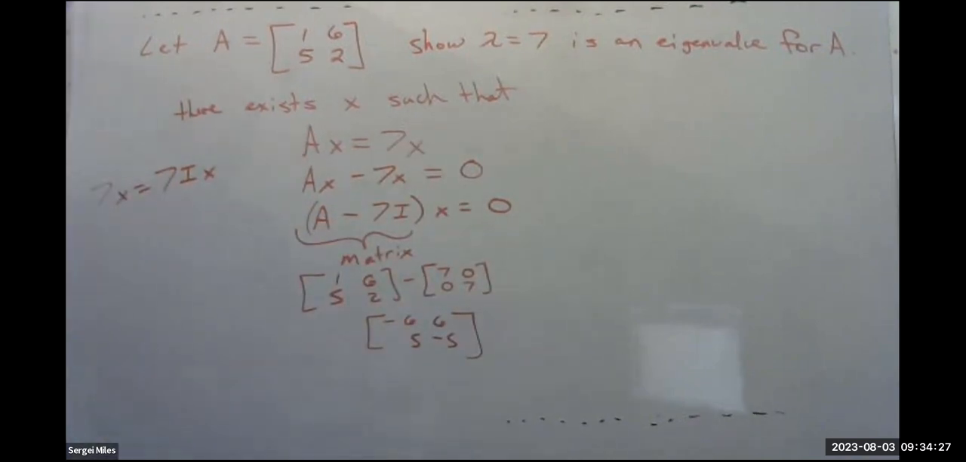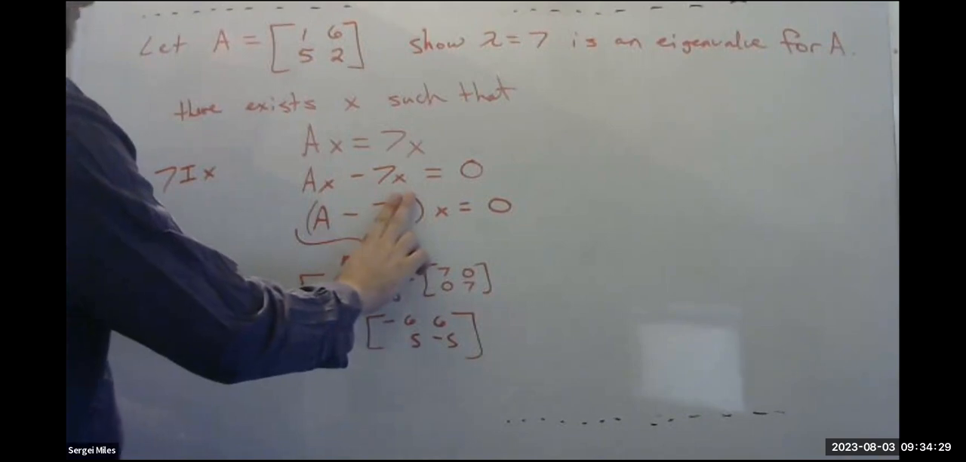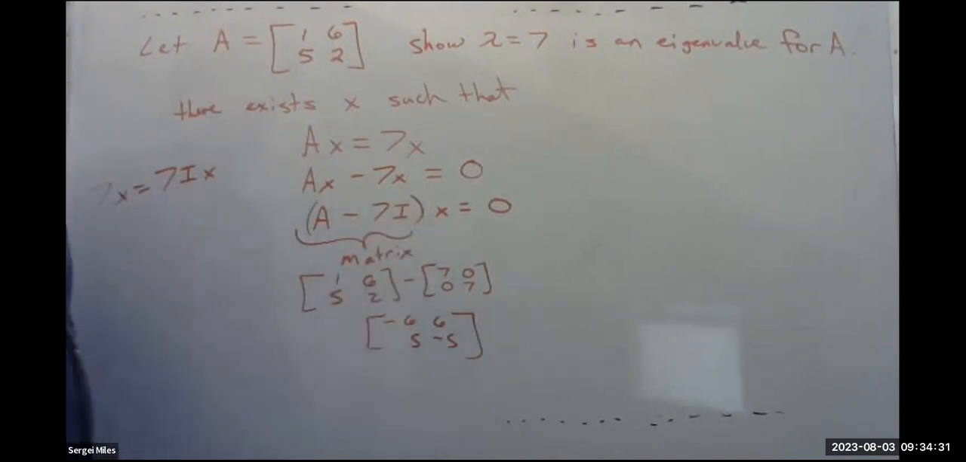Furthermore, I also want to highlight, why do we have to do this 7I business? Well, imagine if the I wasn't there, then this would just say a matrix minus a constant. But do we know how to do a matrix minus a constant? No, we don't have any operation for that, right? I can add and subtract matrices. I can multiply a matrix by a constant, but we have nothing in our operations that allows us to add a constant to a matrix.